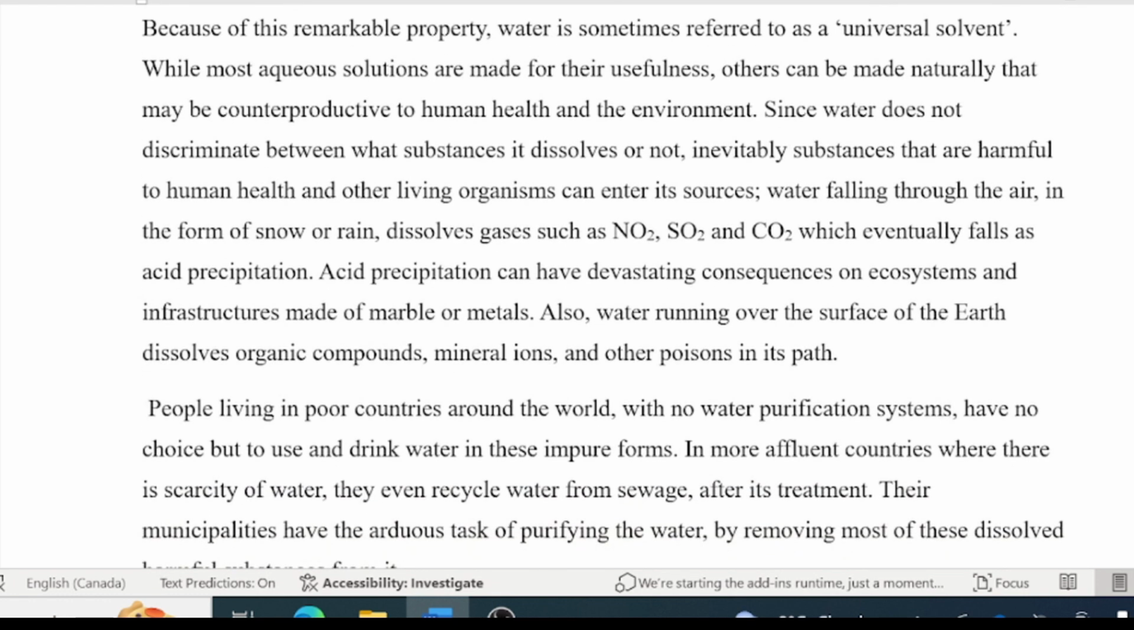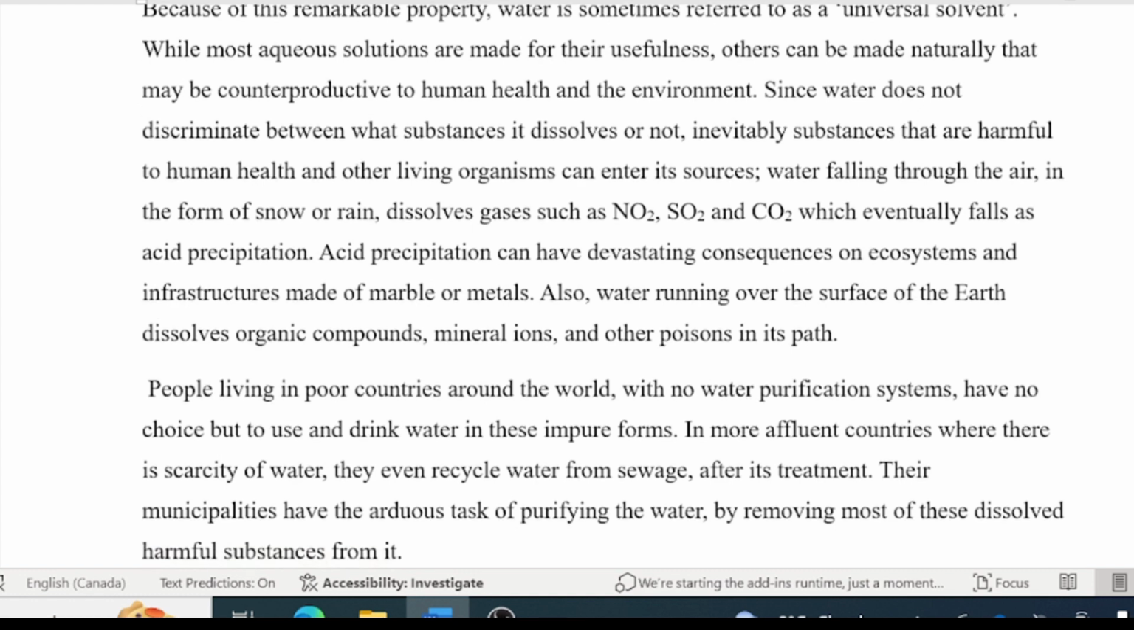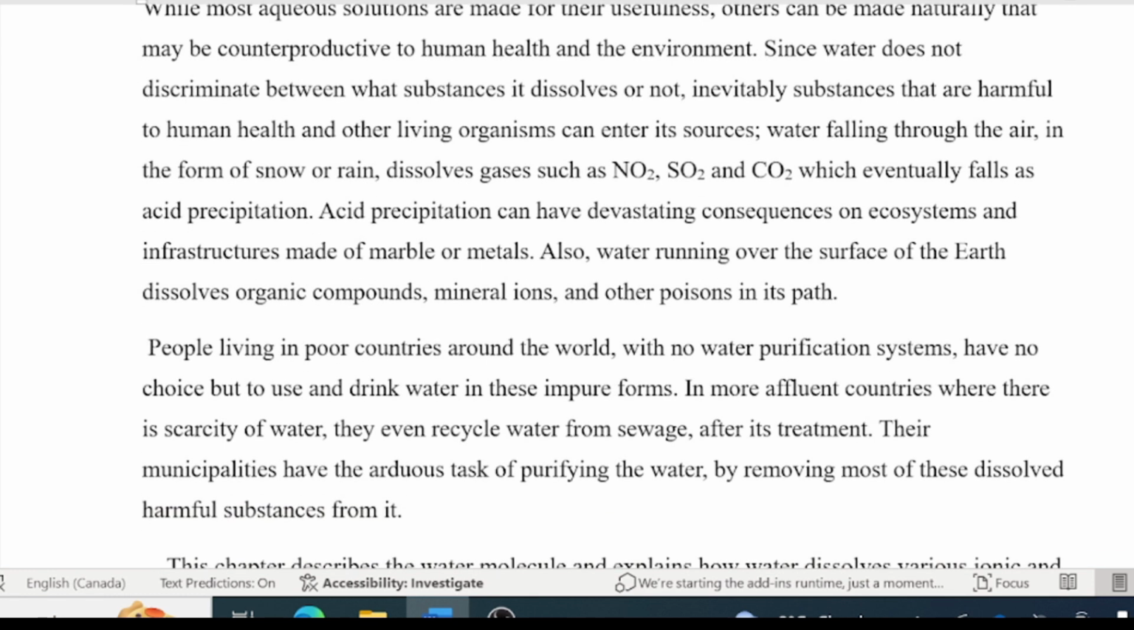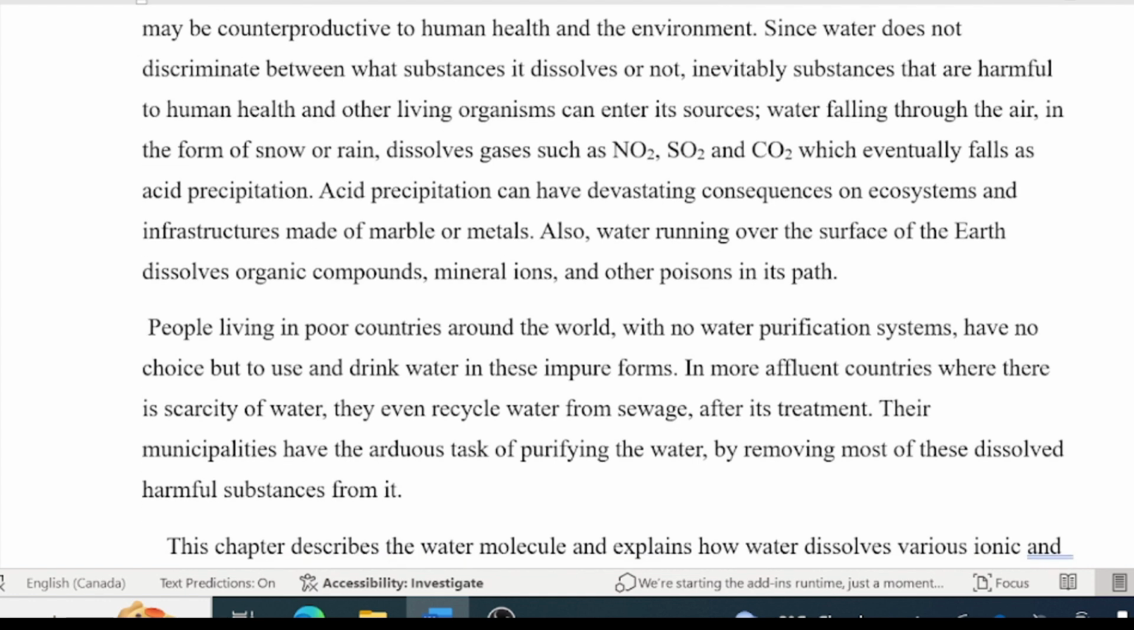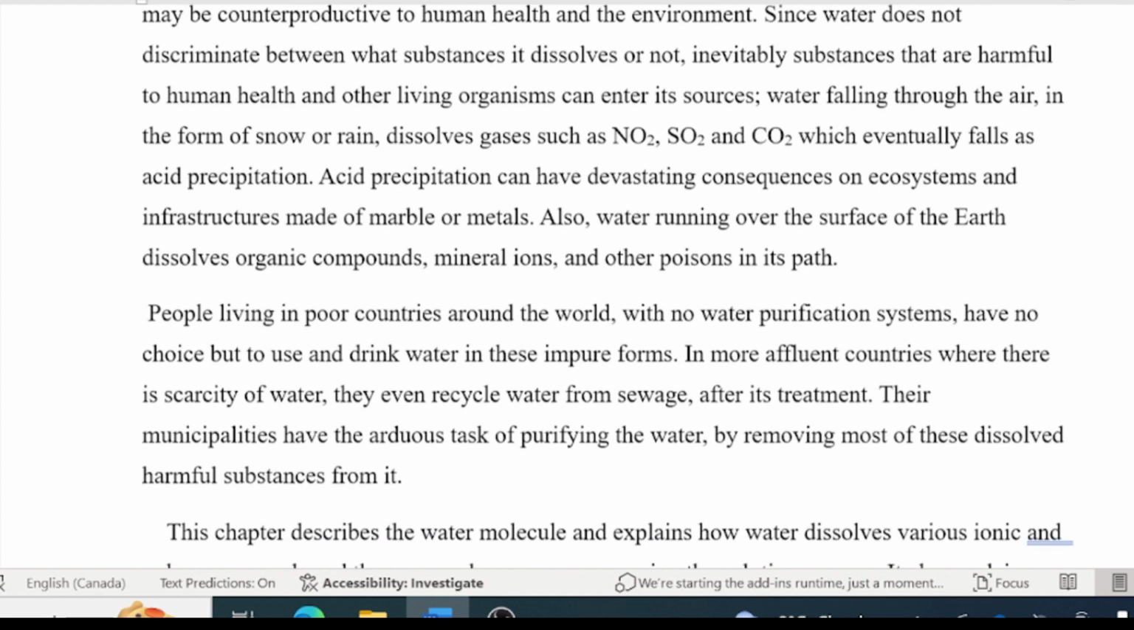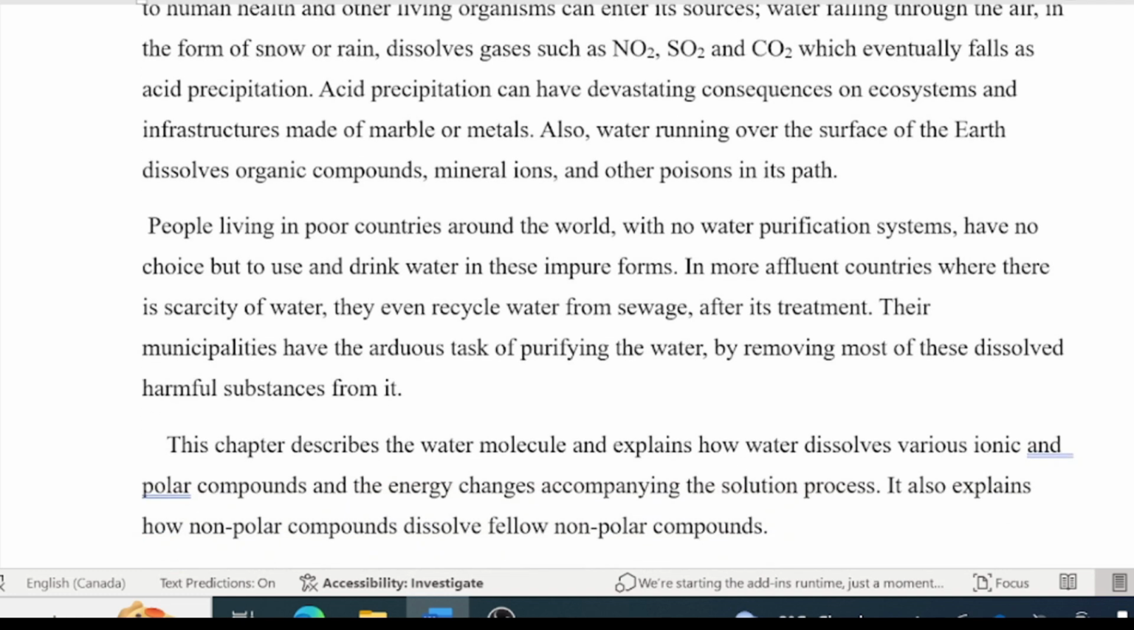Water falling through the air in the form of snow or rain dissolves gases such as nitrogen dioxide, sulfur dioxide, and carbon dioxide, which eventually falls as acid precipitation. Acid precipitations can have devastating consequences on ecosystems and infrastructures made of marble and metals.